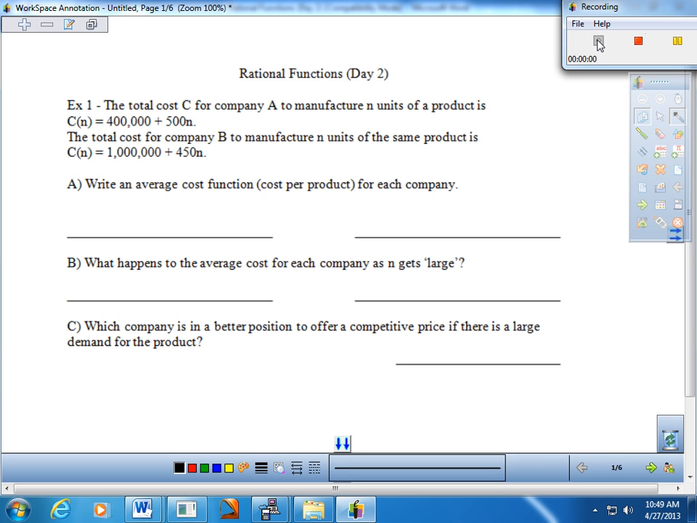So let's start with example 1. It is a completely oversimplified economic problem, but I like it nonetheless because it does relate to one of the things we talked about on the previous worksheet. So let's give it a try.